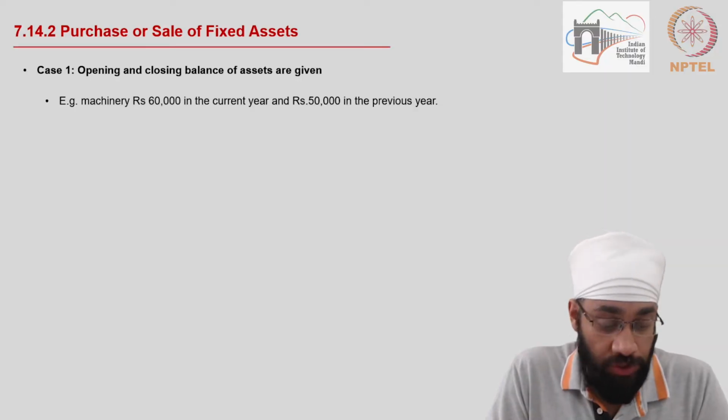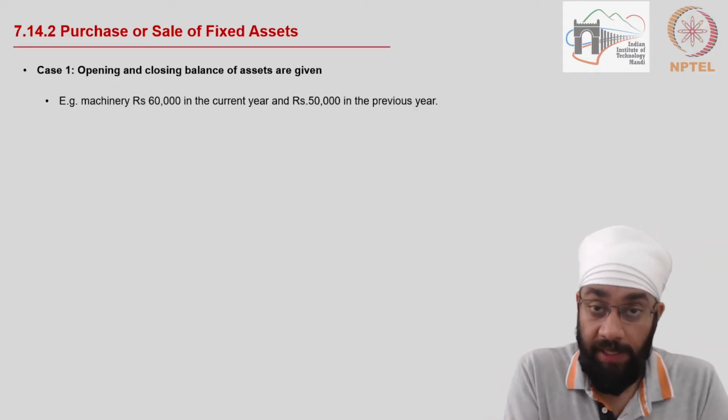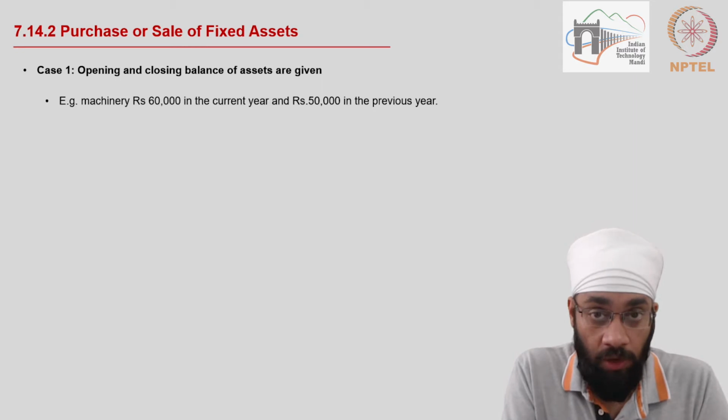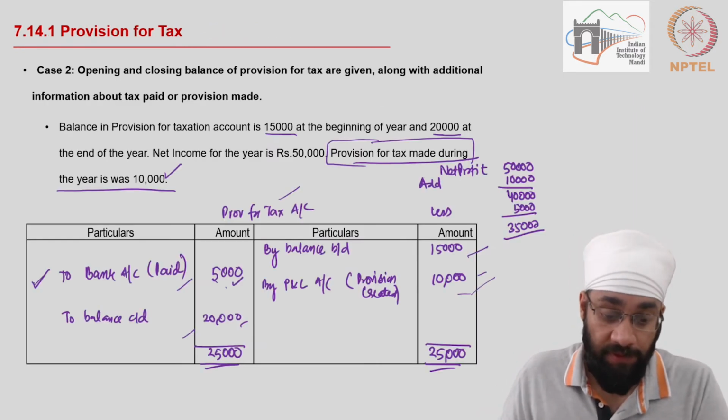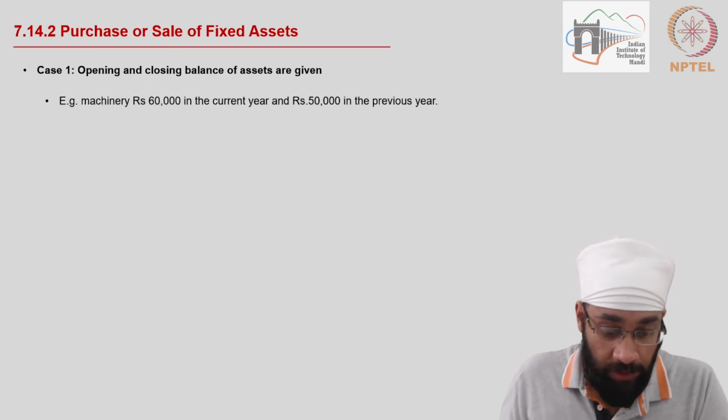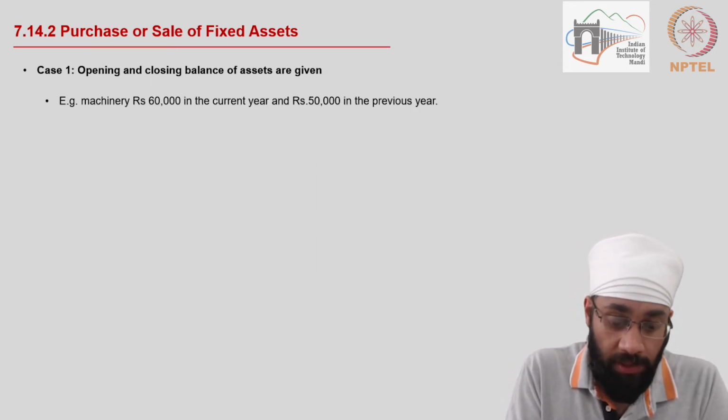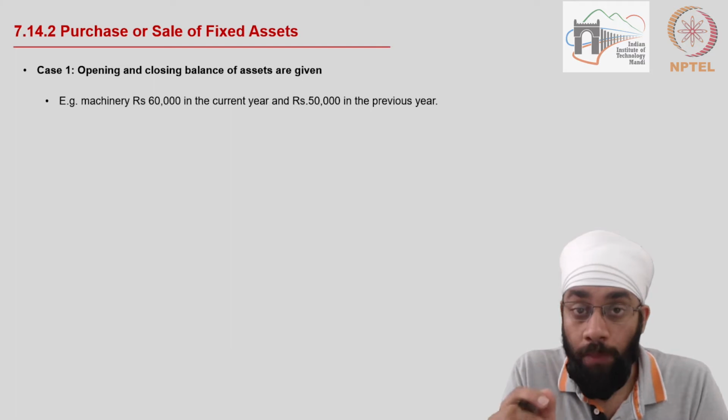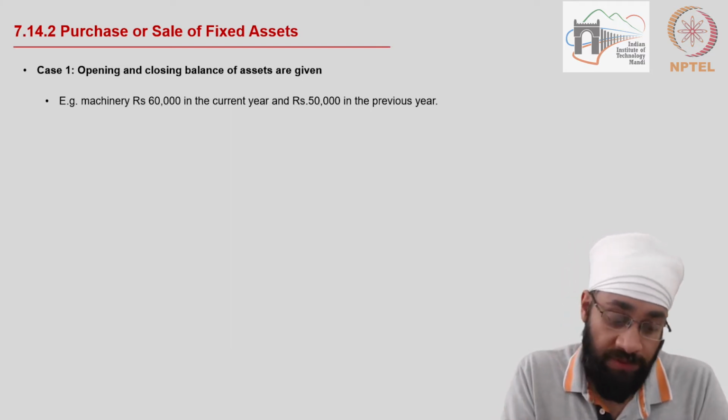Alright, this is a continuation. We are going to discuss the case of purchase or sale of fixed asset and how to identify the missing piece of information. Case one is where you have been given the opening and closing balance of the assets.